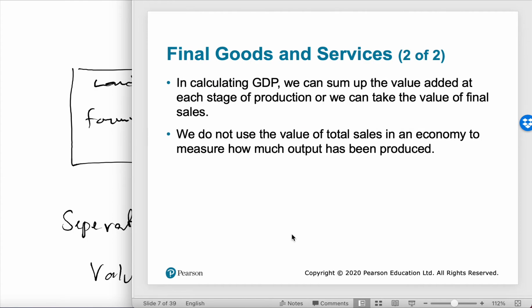So in calculating the GDP, we can sum up the value added at each stage. So instead of saying that the GDP of a country is the price of commodity i multiplied by the quantity of the final goods in that period and summing it over all goods, we would say that it's easier to knock on the door of every firm and ask how much value added you have made.